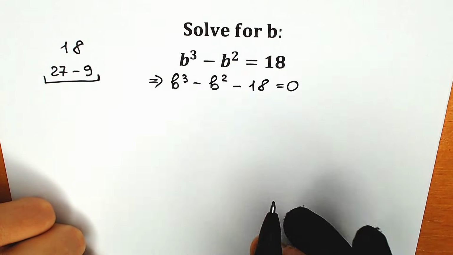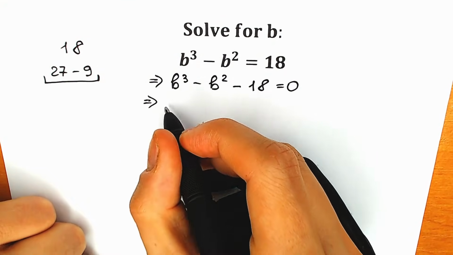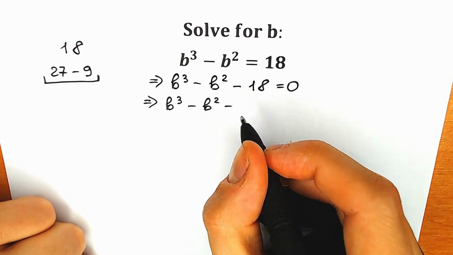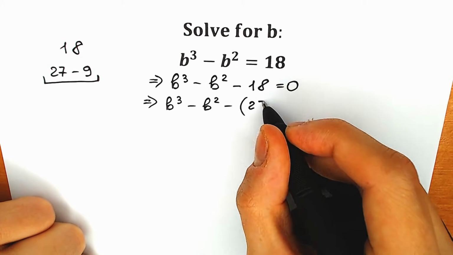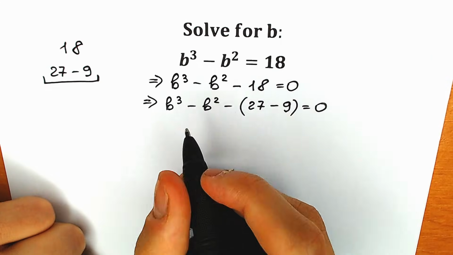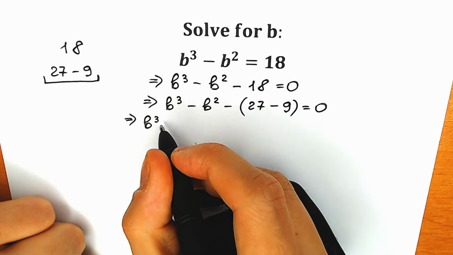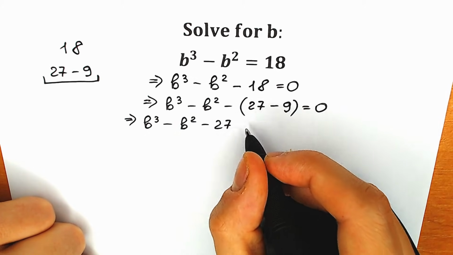A lot of students might be asking, why 27 minus 9? Just wait a few seconds. First of all, let's do it. So b cubed minus b squared minus, instead of this 18, we write 27 minus 9. So we have 27 minus 9 equal to 0. And right now, our last step, let's open our parentheses. So we have b cubed minus b squared minus 27 and plus 9.